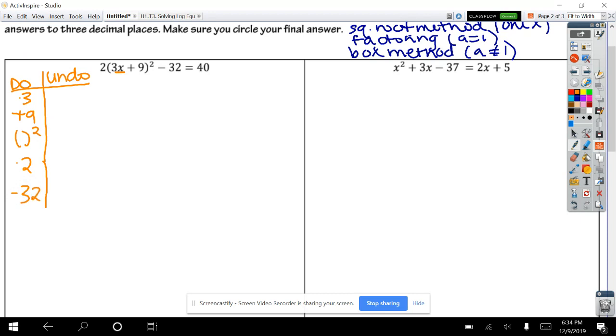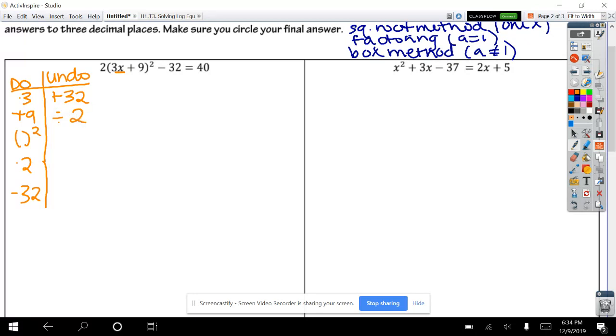So you always do whatever's in the parentheses first, then the square, then what's outside the parentheses, in order of PEMDAS. So to undo this, I've got to follow my steps backwards. So instead of subtracting 32, I will add 32, then divide by 2.